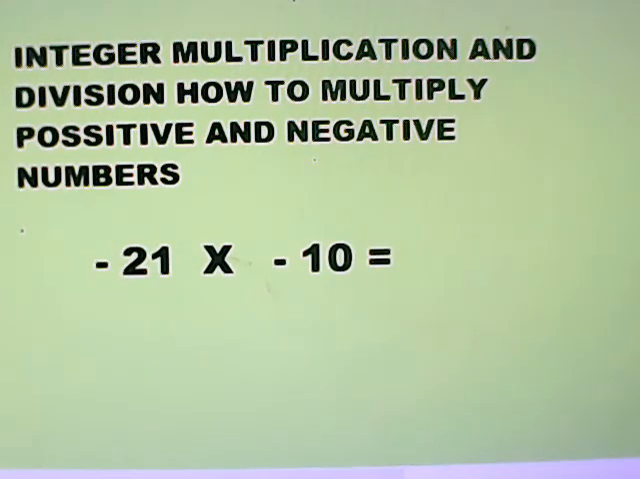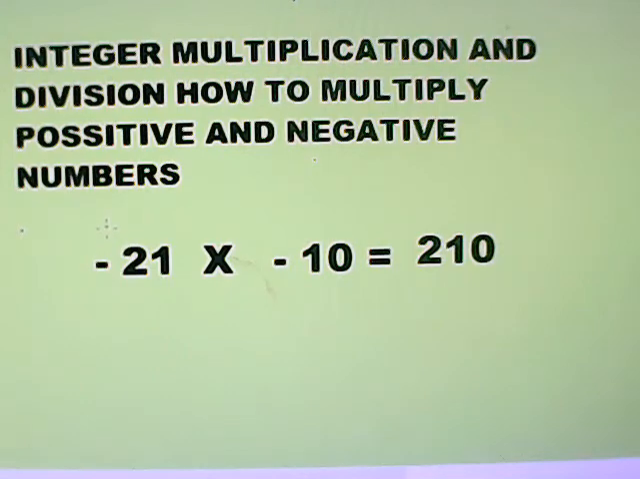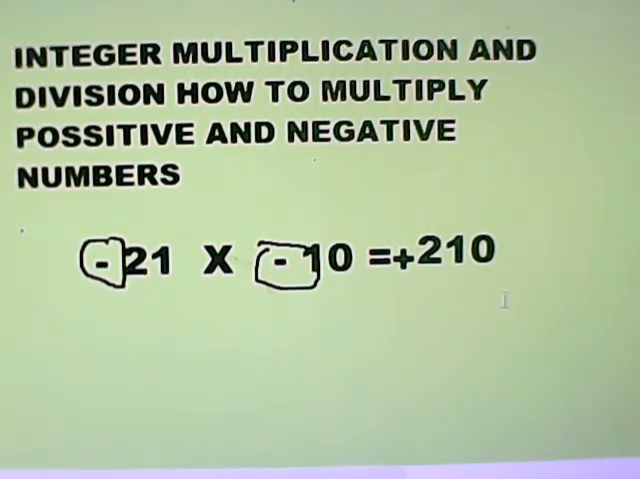Another example. Negative 21 multiplied by negative 10. The answer is 210. Because it is negative and negative, the sign we have to use here is positive. So it is positive 210.